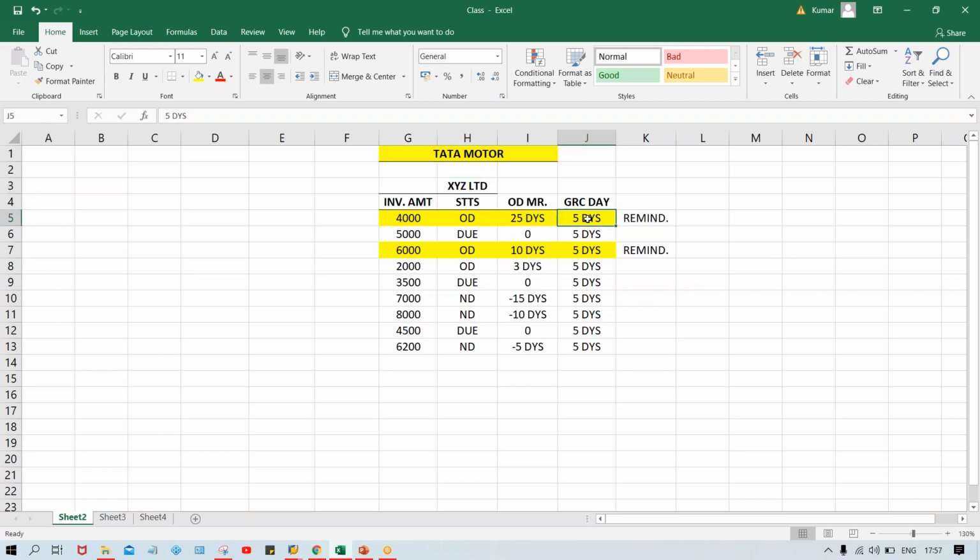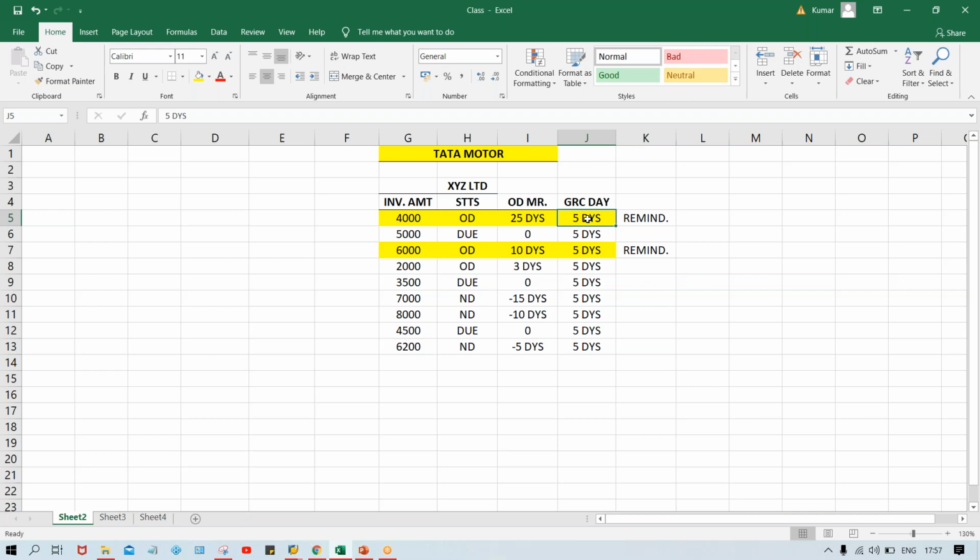Because 5 days we have already given the grace period only. So if it is going to cross the 5 days, then only we can claim to the customer that whatever deadline we have given is finished. Now you are supposed to make payment, right? So it's going to take time.